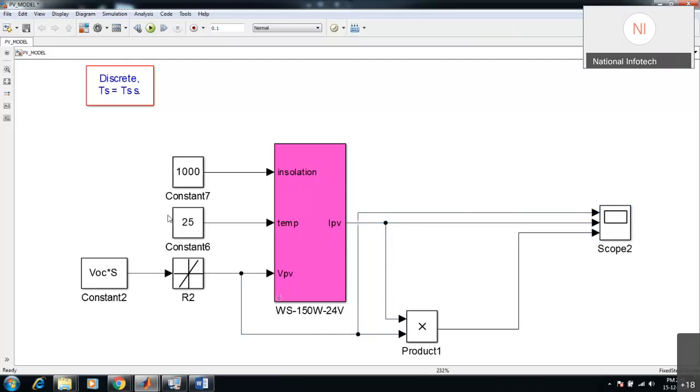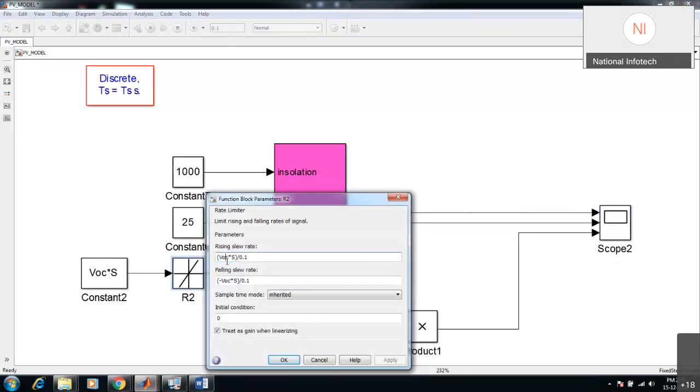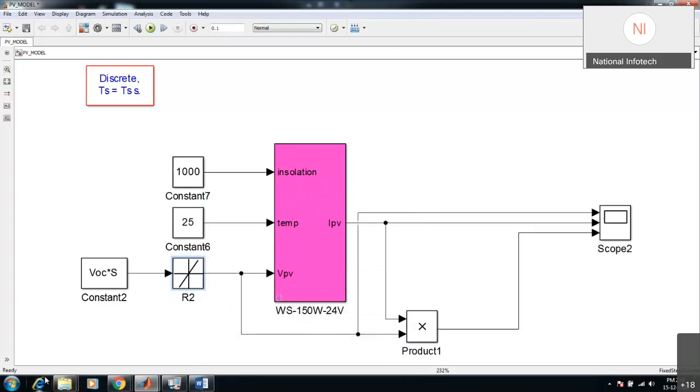Here we are just ramping up this VOC into S. So whatever the open circuit voltage of one panel is, multiplied by the number of series panels we have connected, and it will take 0.1 second to reach the final value. Okay, so let me clear this. What does this ramping do?